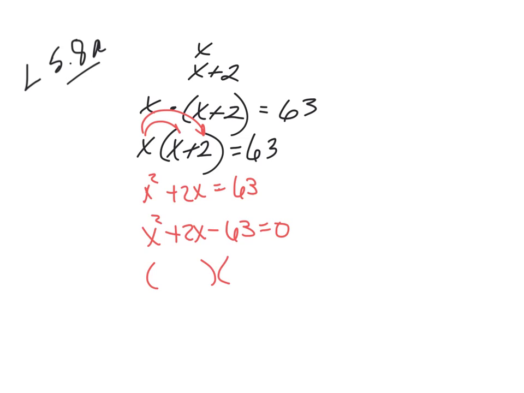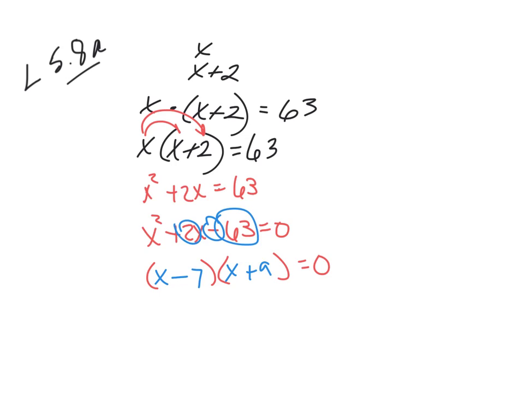First of all, I'm going to see if this can be factored before I try completing the square or some other method of solving it. Are there two numbers that multiply to give me negative 63 and add to give me 2? Let's see, 9 times 7 is 63. I want a negative when I multiply, so one of them has to be negative and one positive. When I take positive 9 and negative 7, I get a positive 2.